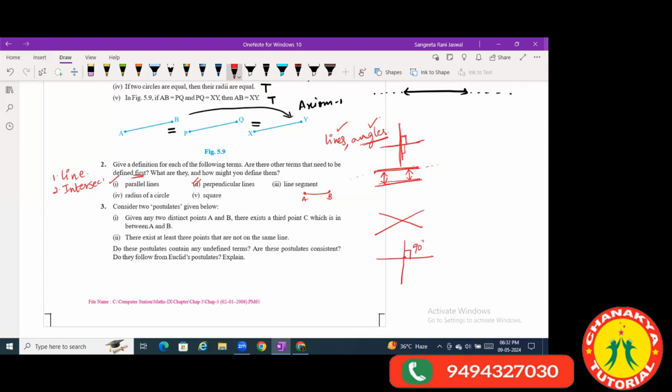Fixed means it has a definite distance. It has some distance. Or you can say it has some measurement. It has some length.